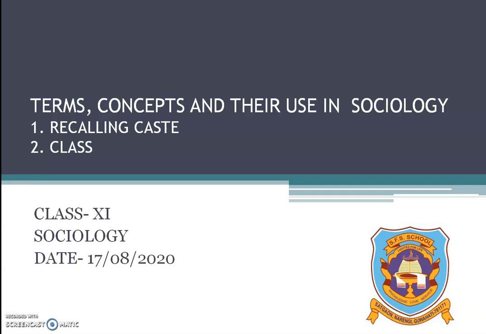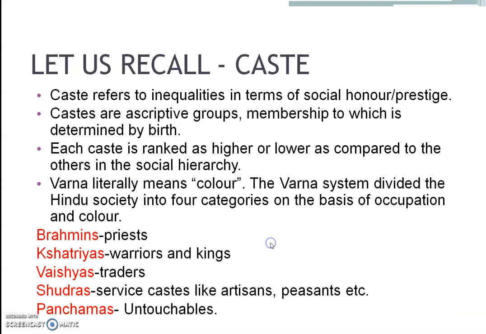So, at the very onset, let us first recall the caste system. You all know that the caste system is deep rooted in Indian society, and it refers to inequalities in terms of somebody's honor, prestige, wealth, etc. So, castes are ascriptive groups. It means that once you are born into a caste, you belong to that caste automatically. You cannot achieve a caste.